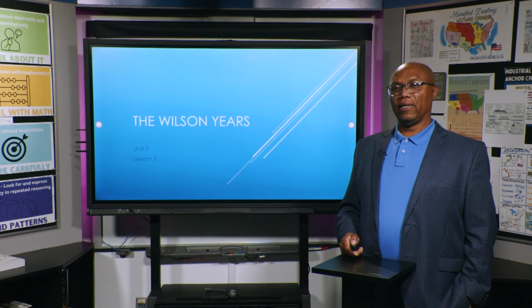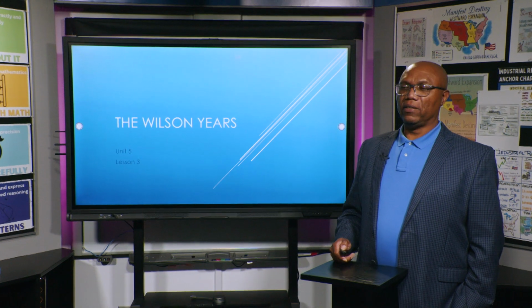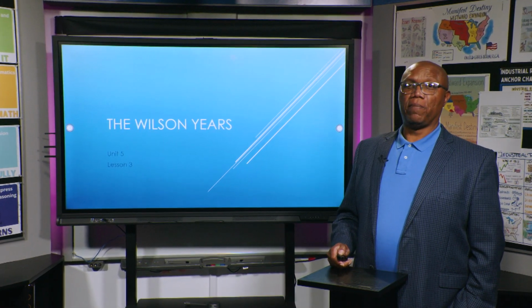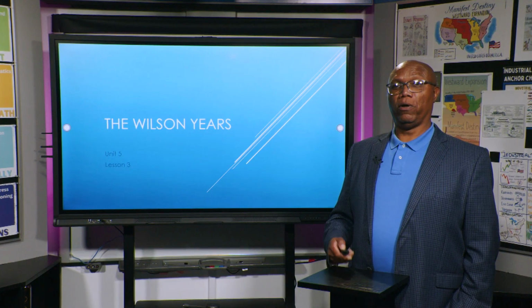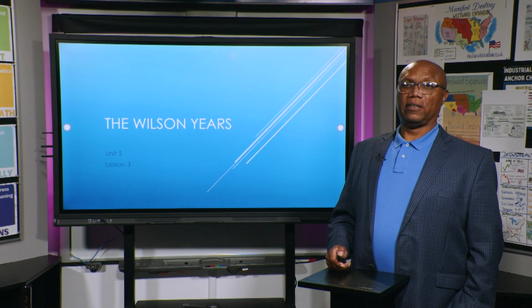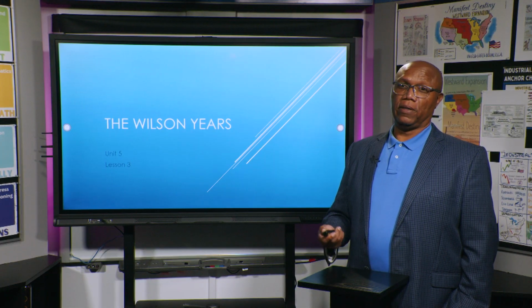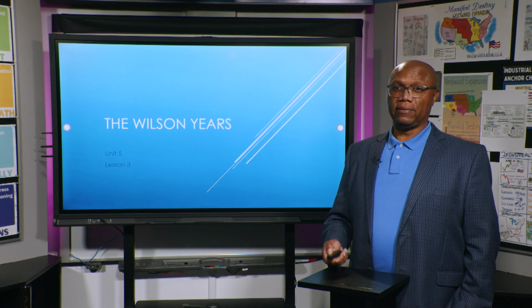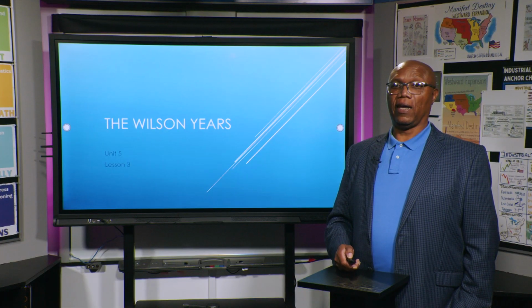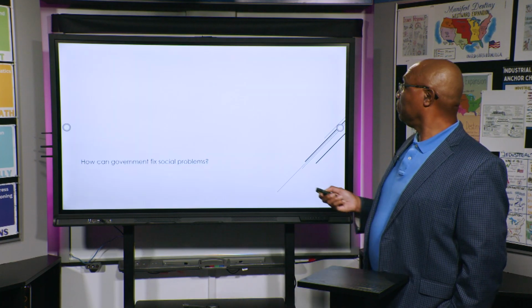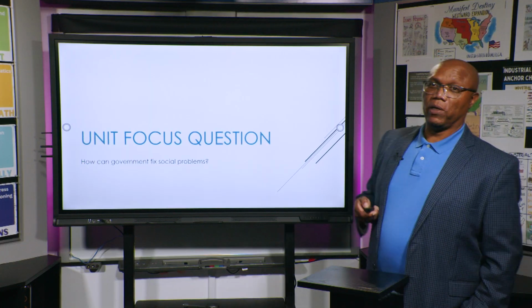Today we're going to look at lesson number 3 in Unit 5, and it's the Wilson years. And we're talking about, once again, progressivism. We're going to talk about Wilson's take on progressivism, and we're going to find that Woodrow Wilson, the Democrat that became president in 1912, is going to take progressivism and put it on steroids. So he's going to basically shame what Theodore Roosevelt and William Howard Taft do in terms of looking at progressivism. Today we'll start with looking at the unit focus question as we always do.